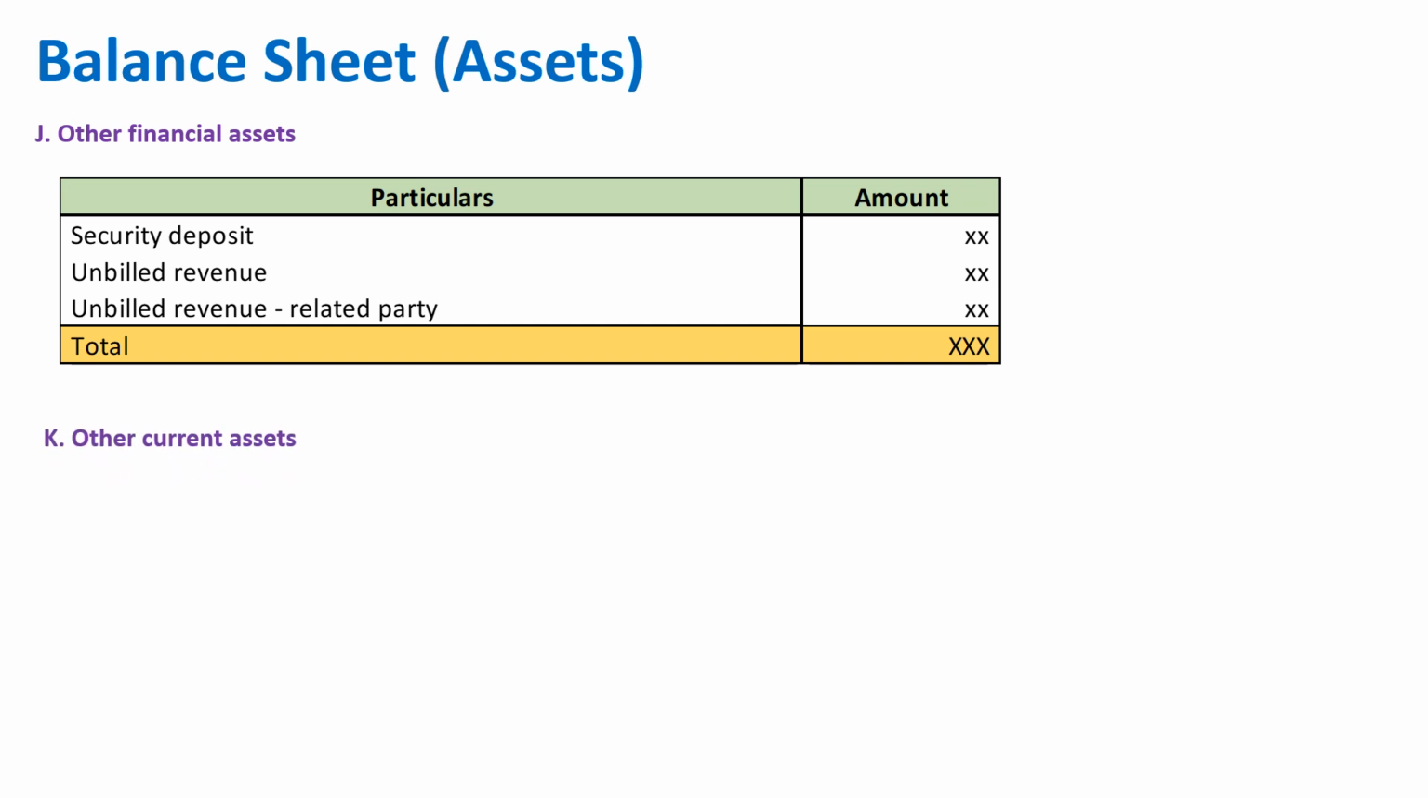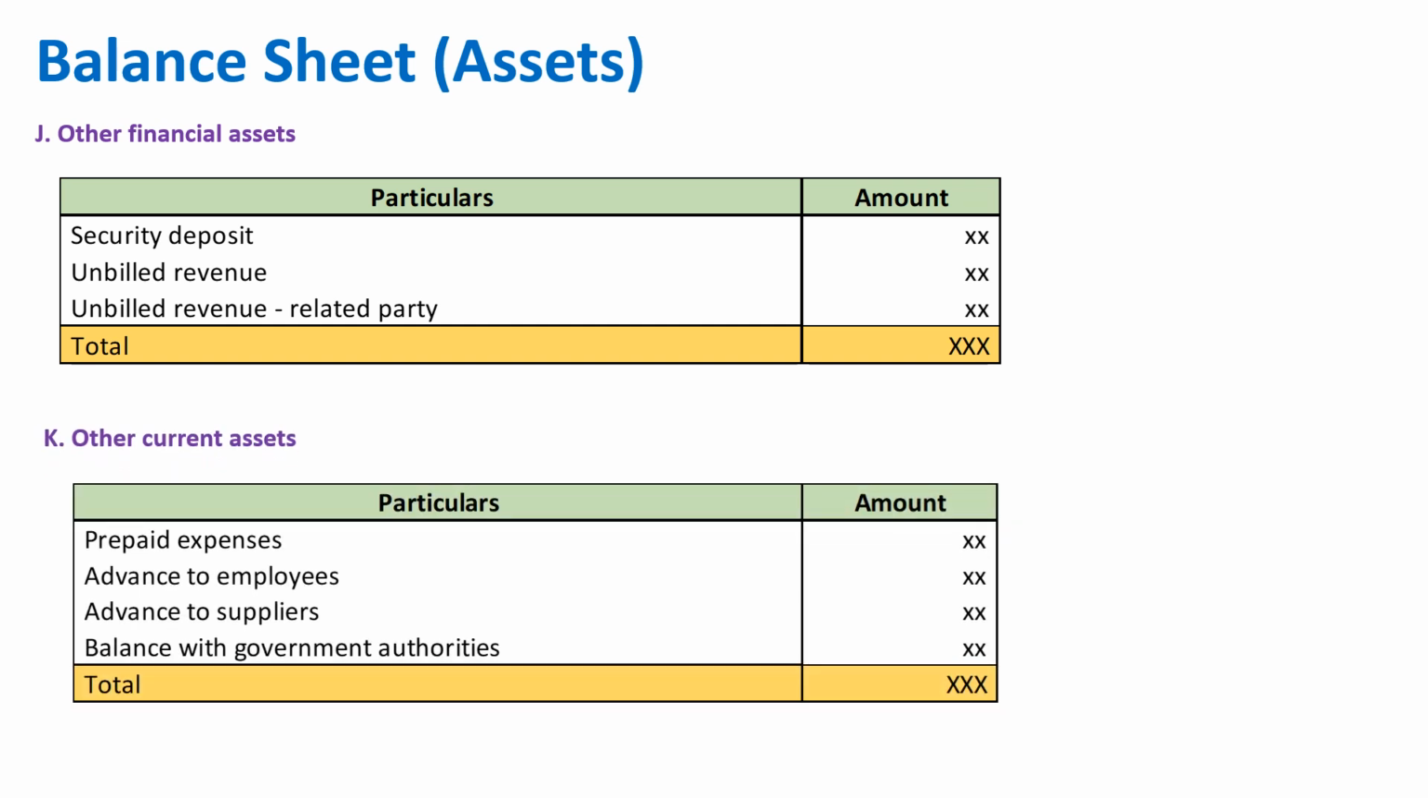Next one is other current assets. Any other current assets have to be reported. This list I'm showing here is a few examples, but as a company you can have more items in that. For example, prepaid expenses, advance to employees, advance to suppliers, balance with government authorities. All these are current. And why is it treated as current? Because the company believes that these amounts can be converted to cash or can be utilized in the next 12 months. Whatever is beyond 12 months is already reported under non-current. Whatever is within 12 months is reported under other current assets.